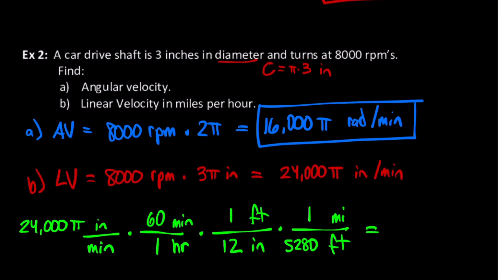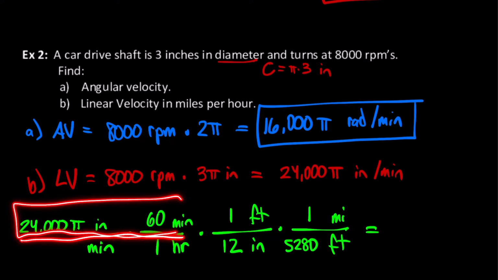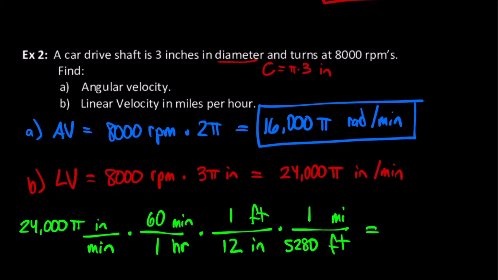You could create a fraction, or you can do this: 24,000 pi times 60 divided by 12 divided by 5,280. Or just create a fraction where 24,000 pi times 60 is on the top, and in the bottom is 12 times 5,280. If you do that correctly to the nearest tenth, you should get 71.4 miles per hour, or mph.